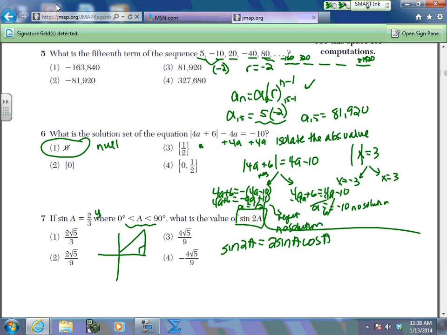and your sine is y over r. You can find x by Pythagorean's theorem. Find the x. And x is going to be radical 5. So therefore your cosine of A is radical 5 over 3.